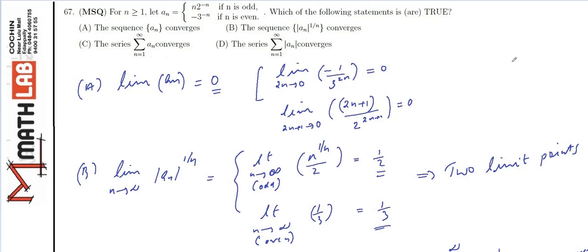All right, so first let's see the limit of an. We think of it in such a way that you take all the even numbers, and n goes to infinity through even numbers. This is the sequence that you need to take: minus 1 by 3 to the power 2n. As n goes to infinity, that goes to 0. Similarly, you consider the other one also: n by 2 to the power n.